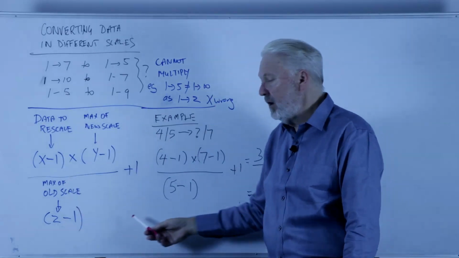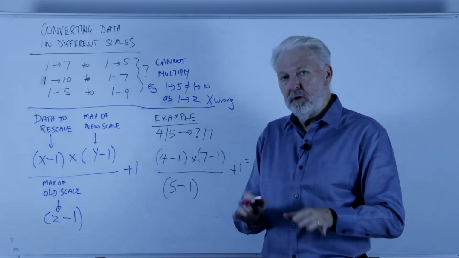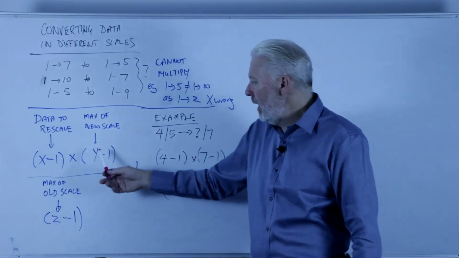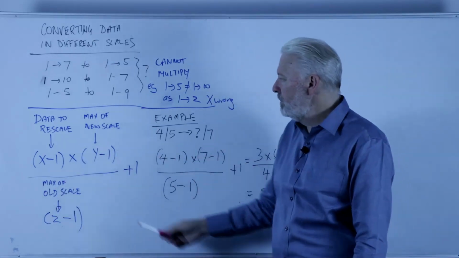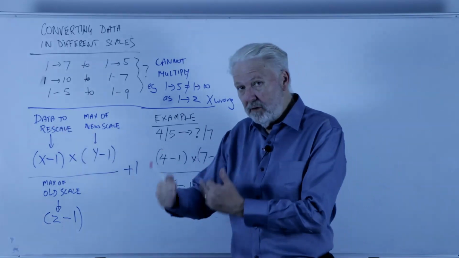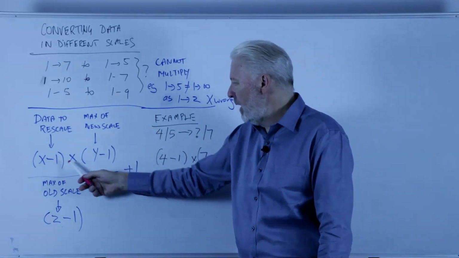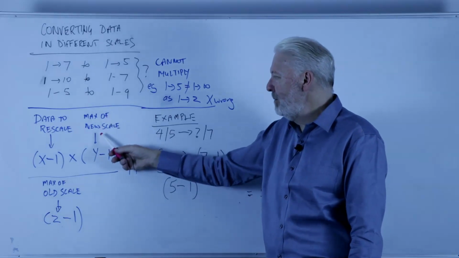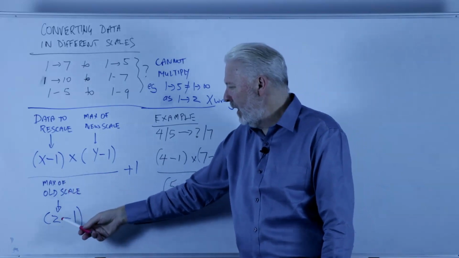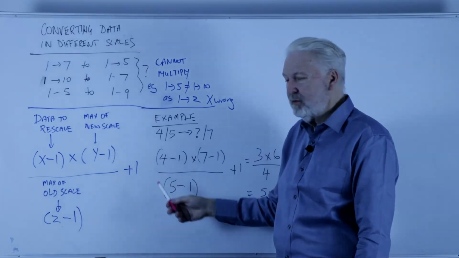Okay, I've got a formula here for you. I've also got a template in the link below that you can use and just do it automatically. But if you want to know the mathematics behind it, here is the formula and I'll work through it. The data point that we want to rescale, so all the numbers that we want to rescale, 1, 2, 3, 4, 5, whatever we're looking at, minus 1, multiplied by the maximum of the new scale minus 1, divided by the maximum of the old scale minus 1, and then plus 1 at the end.